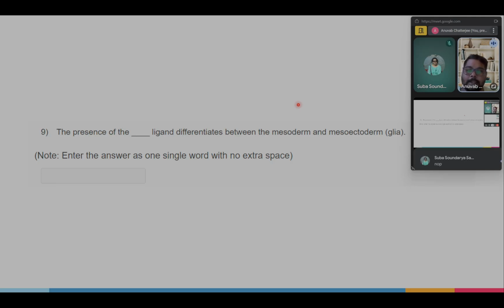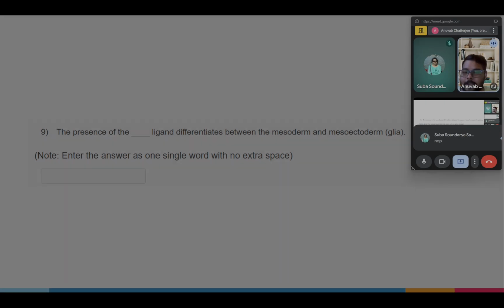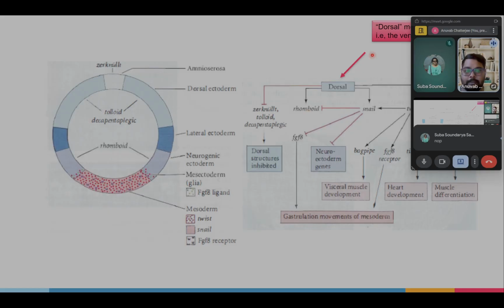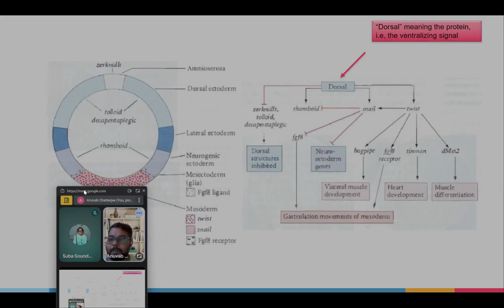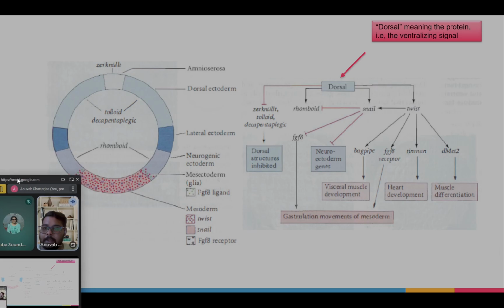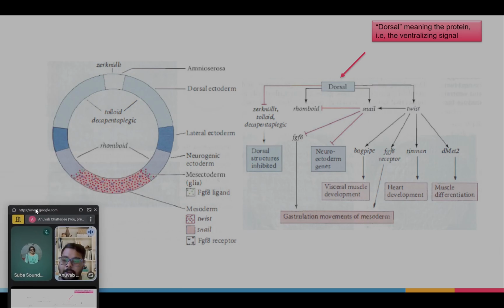What is the ligand that differentiates between the mesoderm and the mesoectoderm? Yes, I imagine. So yes, we shall look at this. Okay. So you remember, now we are looking at what the ventralizing signal is, what dorsal does. So dorsal, which is the protein dorsal, is actually the ventralizing signal.